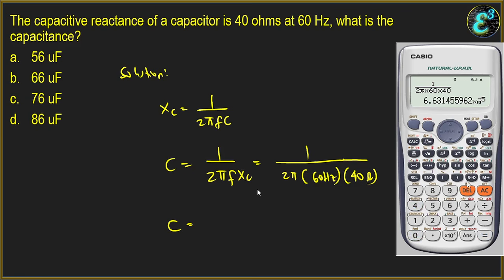Then, okay, so that is 66.31 times 10 to the power of negative 6 farad, so 66.31 microfarad, which is letter B.